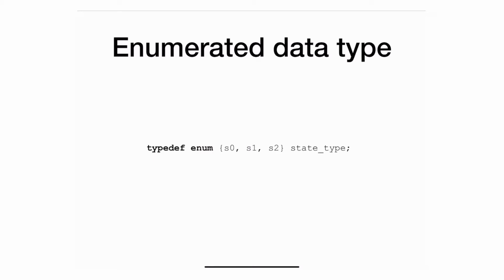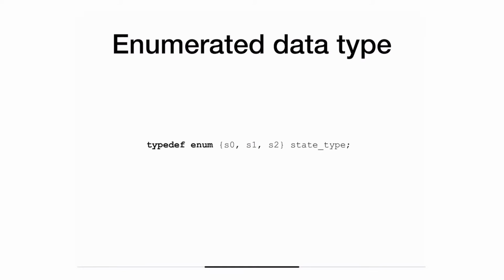So this particular command defines a new data type. It's called state type, and the values it can take are the enumeration. This is what enum stands for. So S0 or S1 or S2. If you define some sort of a signal of state type, it will take one of these values: S0, S1, or S2. Okay, so let's see what defining a new signal based on this data type would look like.